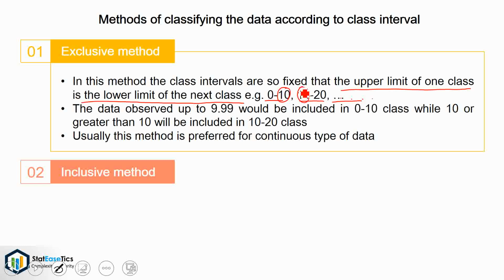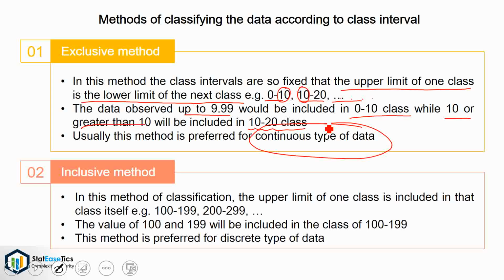The data observed up to 9.99 would be included in the 0 to 10 class, while 10 or greater than 10 will be included in the 10 to 20 class. Usually this method is preferred for continuous type of data. Next is inclusive method. In this method, the class intervals are fixed in such a manner that the upper limit of one class is included in that class itself. For example, 100 to 199, 200 to 299, and so on. The values of 100 and 199 will be included in the class of 100 to 199. This method is preferred for discrete type of data.